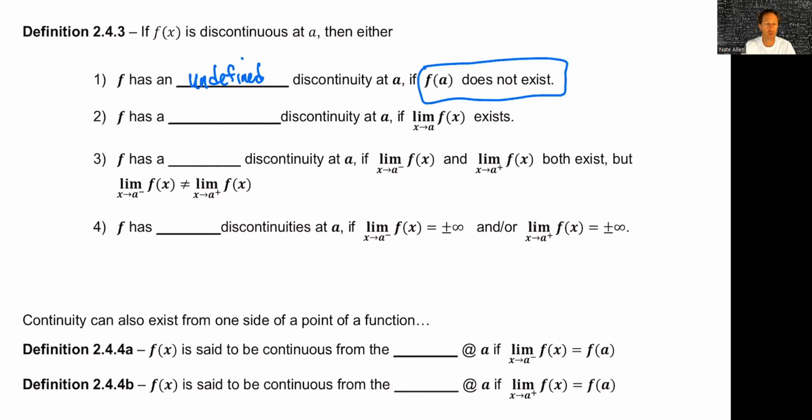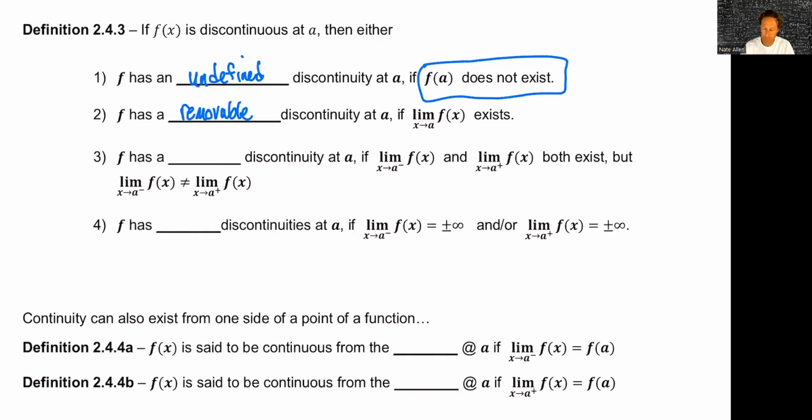How about part 2? f has a blank discontinuity if the limit of f of x exists. I know this one seems a little counterintuitive because it's saying that the limit actually exists. But if there's a discontinuity, then that means it approached the same number from both sides. But what may have happened? Well, we got a hole there. So that is what is called a removable discontinuity.